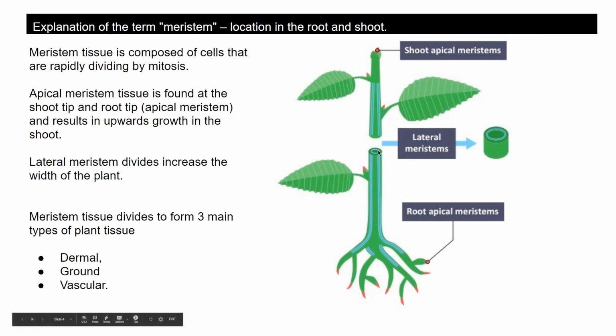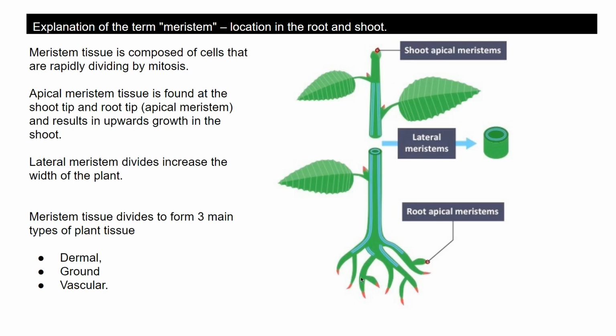We'd also find meristem maybe at the area of the side branches, and we'd have lateral meristems just underneath the outer epidermis to allow sideways growth or growth in width. But the main meristem that I want you to concentrate on are the shoot tip, called the apical meristem, and the root tip down here, called, again, another apical meristem.